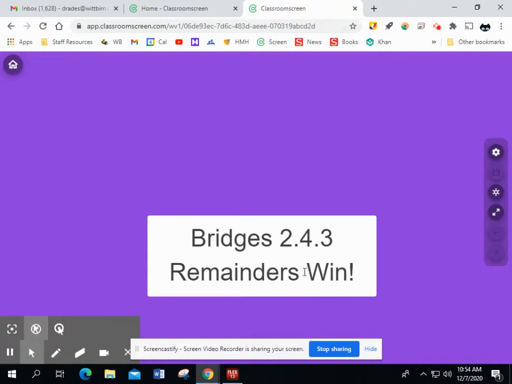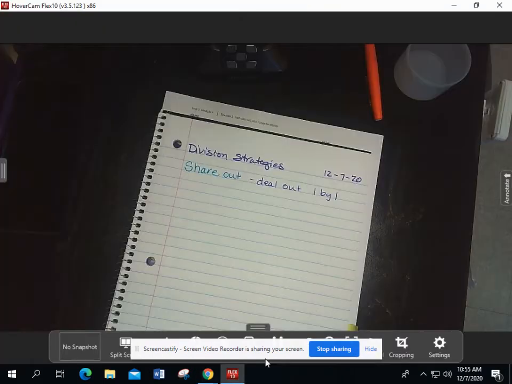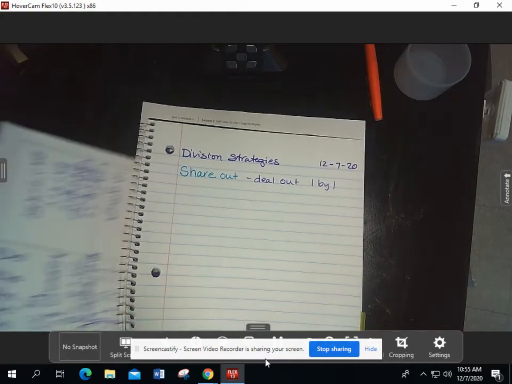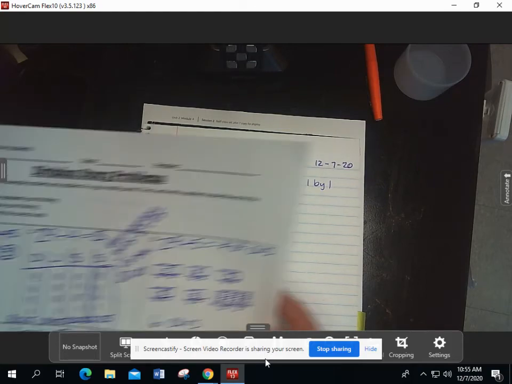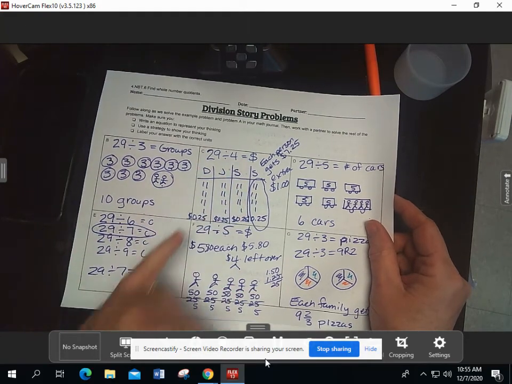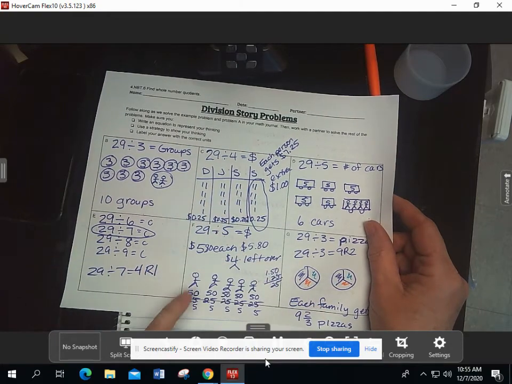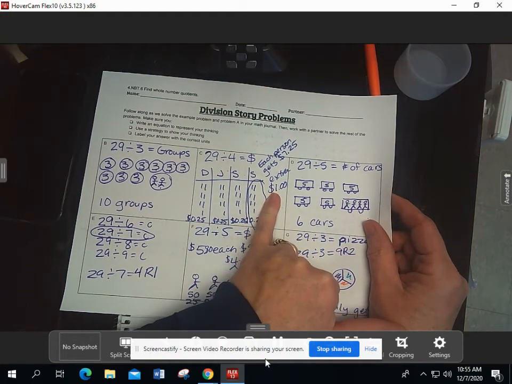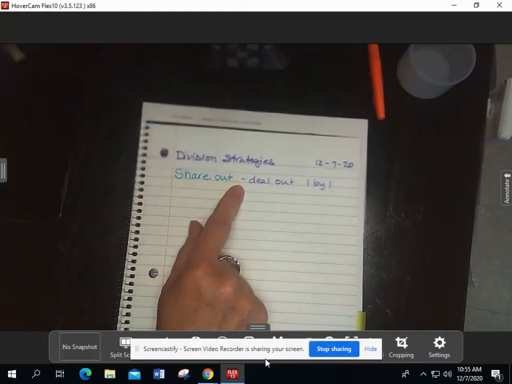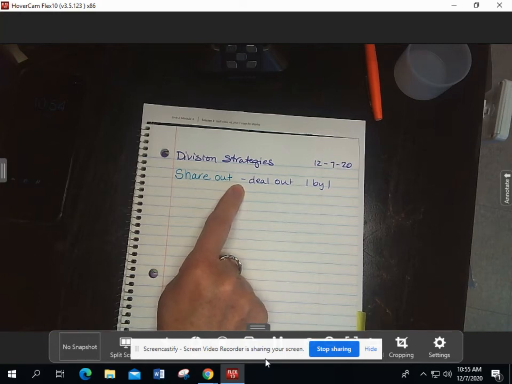Bye. Okay, we're back, finishing up what we had started. These are the strategies we're actually working on. The first thing that we were working on in division strategies is sharing out. In other words, this is sharing out 1 by 1. You can see how with the money, we had our 4 columns and we kept distributing the dollars 1 by 1. We got to the extra. And then we divided the dollar into quarters. That's what we mean by sharing out 1 by 1.